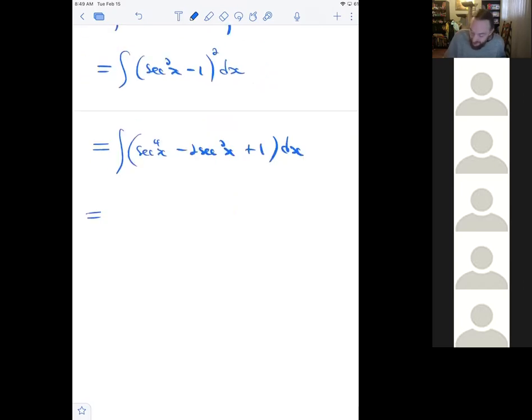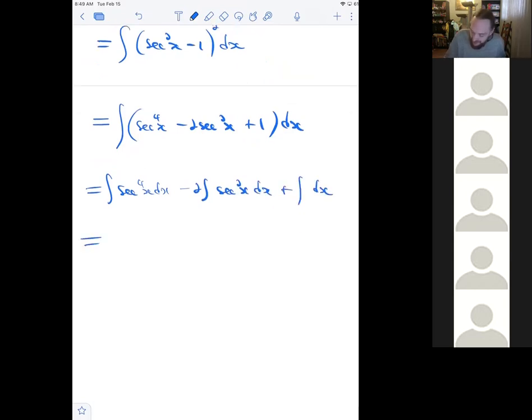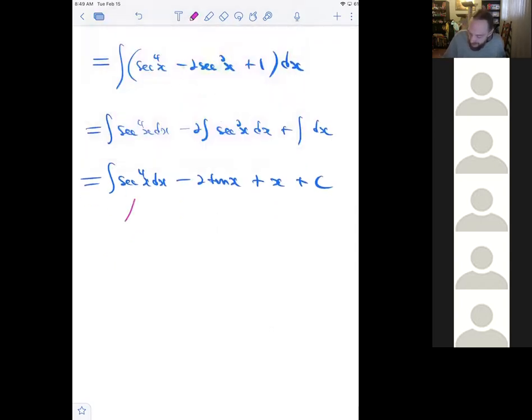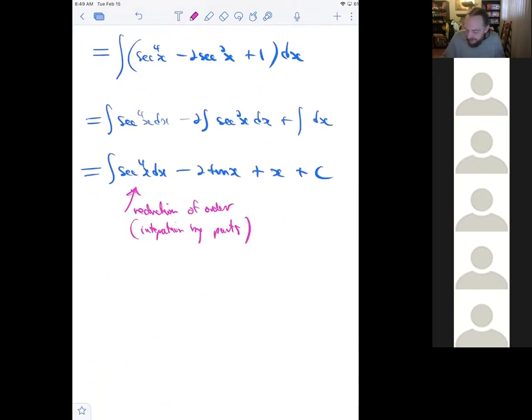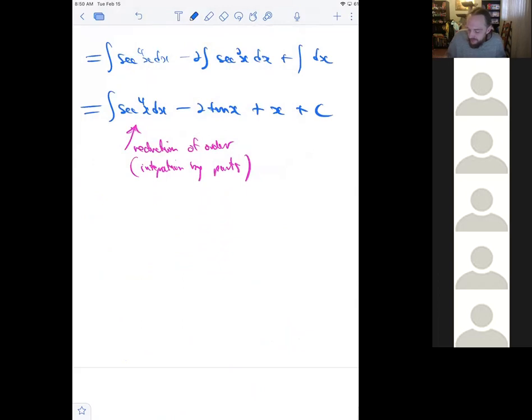which is now equal to the integral of secant to the 4th x dx minus 2 times the integral of secant squared x dx plus the integral of dx. So this is equal to the integral of secant to the 4th x dx minus 2 tan x plus c. This one I'm going to use reduction of order, or integration by parts. I guess I don't have to do the integral of secant cubed one. I'll leave that one, you can try that one. Let me try three. I'll do reduction of order. That was the classic one I was going to do.